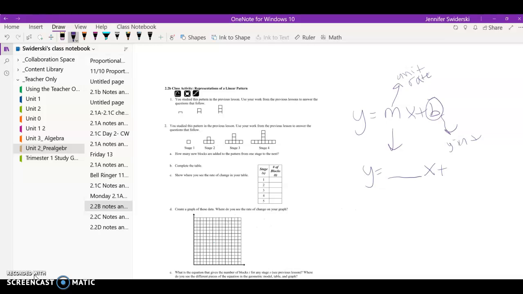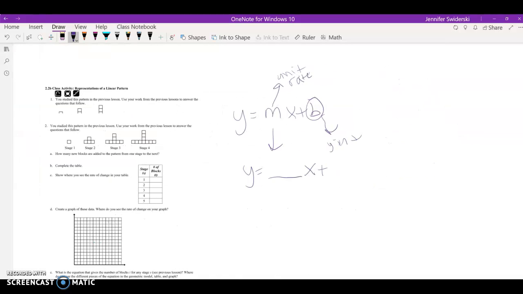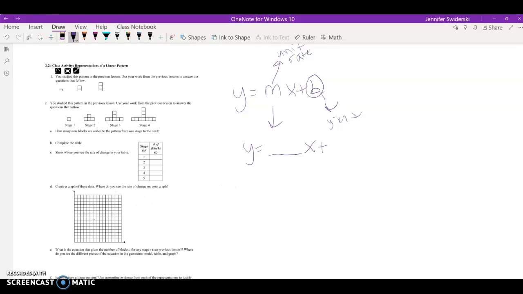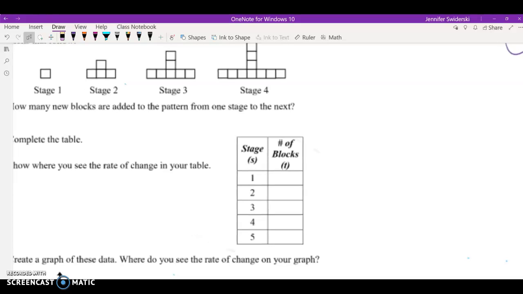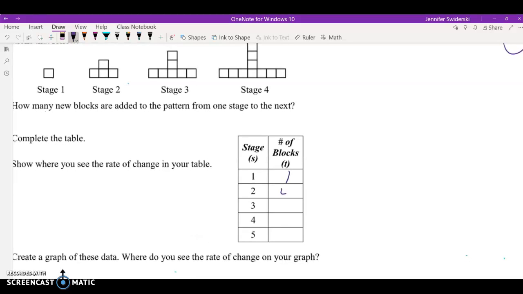So it says here that we've studied this in the previous lesson. Use your work from the previous lesson to answer the questions. Well, let's go through here. It says stage 1, they want to know how many blocks there are. Well, there's 1 block at stage 1. At stage 2, there are 4 blocks. At stage 3, there's 1, 2, 3, 4, 5, 6, 7 blocks. Stage 4, there's 1, 2, 3, 4, 5, 6, 7, 8, 9, 10 blocks.